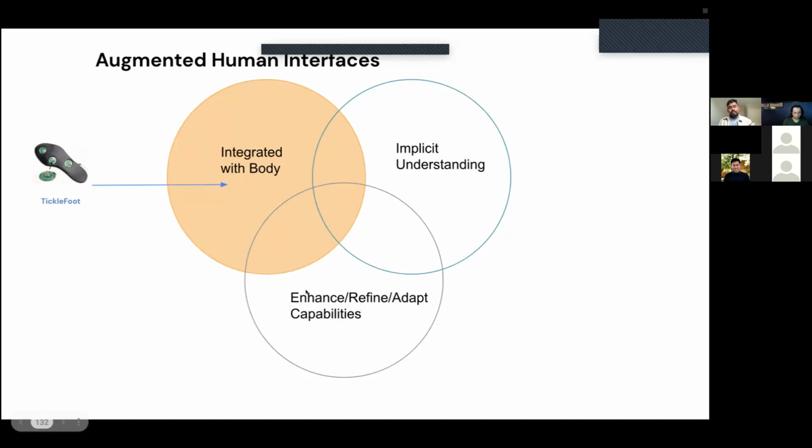In future, we want to push this interface into this region by providing some sort of implicit understanding. Maybe we can understand the stress level or the emotion of the users, so the interface can identify the stress level or emotion and react accordingly. Maybe we can even use it to increase some capabilities. That's something we want to work on with neuroscientists and psychologists in future.